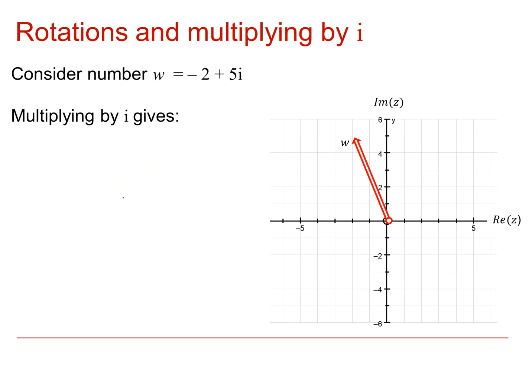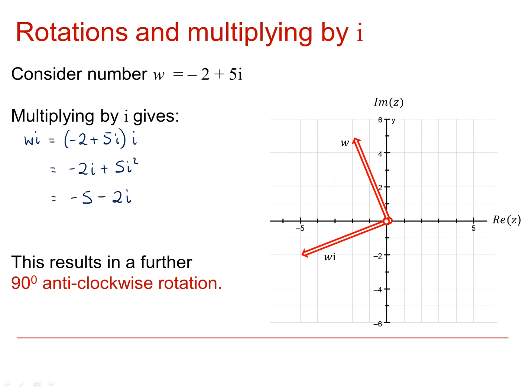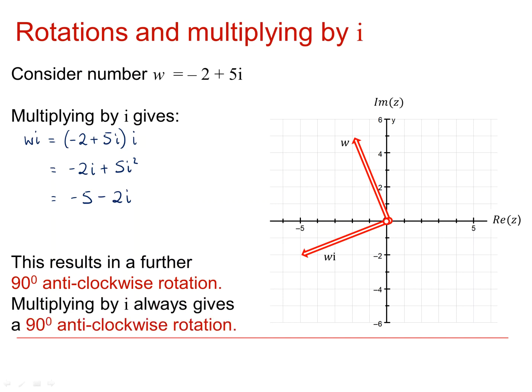Now let's start with that final number, minus 2 plus 5i. We'll multiply that by i. So we get wi equals minus 2 plus 5i multiplied by i, which is minus 2i plus 5i squared, which is minus 5 minus 2i. If we plot that on the Argand diagram, we get a further 90 degrees anti-clockwise rotation. Multiplying by i always gives a 90-degree anti-clockwise rotation.